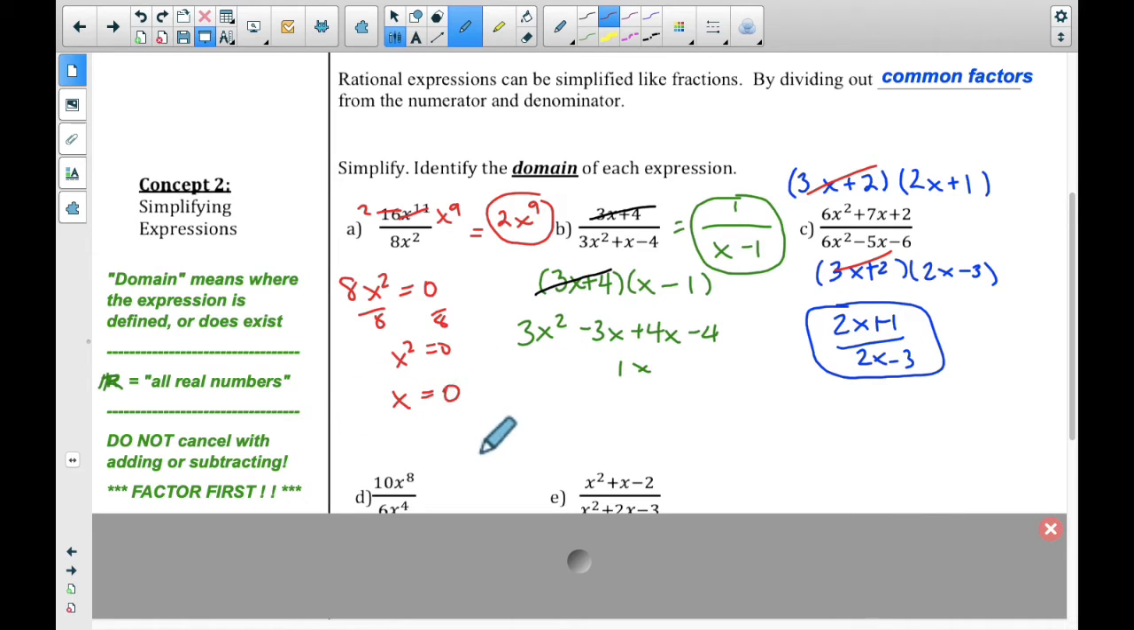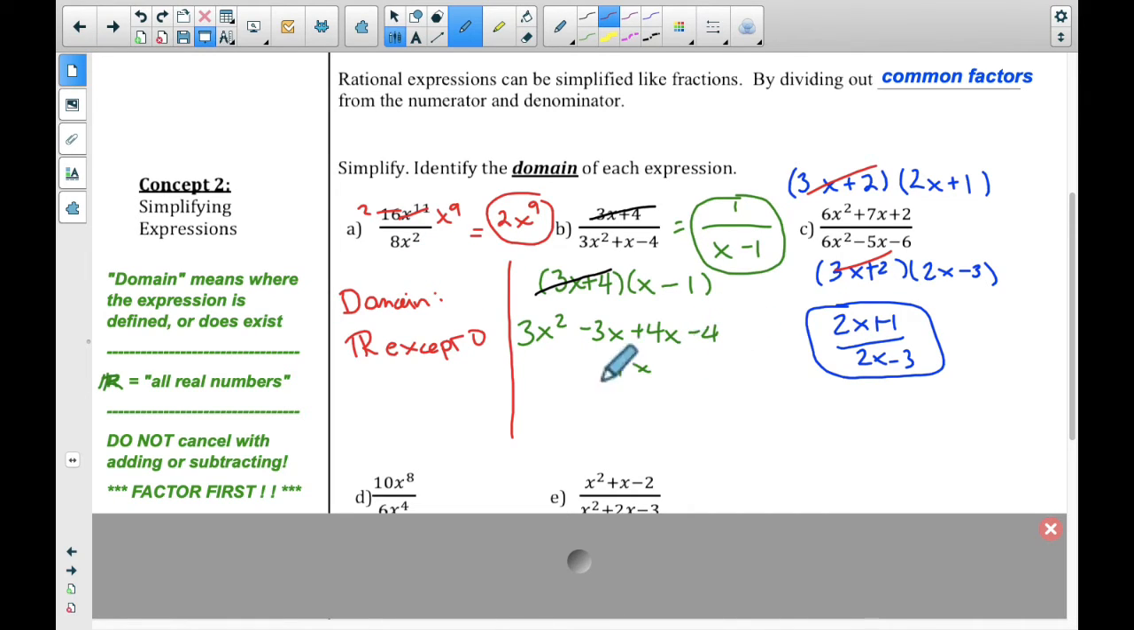So the answer is all real numbers except 0. Let me explain that a little bit more. The domain is all real numbers except 0. In other words, if I plugged in a 1, this fraction would be fine. If I plugged in a -5, the fraction would be okay. If I plugged in a 0, though, that's not going to work, right? Because we have a 0 in the denominator. We can't divide by 0. That makes it non-functioning. So that's how we're going to look at what is the domain.